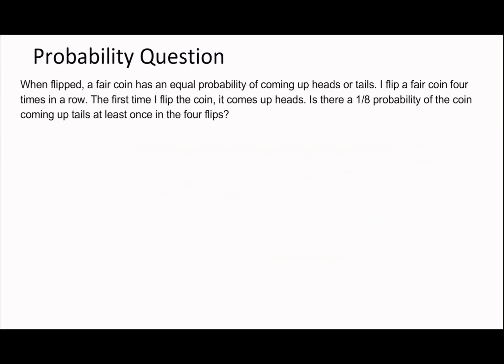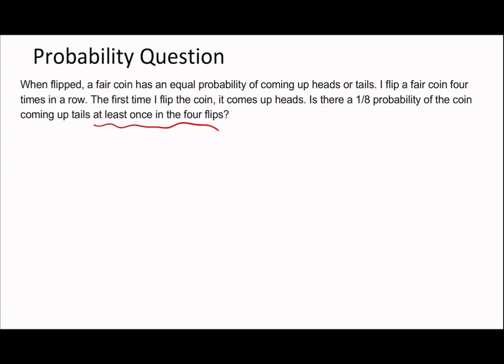Okay. Cool. So on to the next one. When flipped, a fair coin has an equal probability of coming up heads or tails. I flip a fair coin 4 times in a row. The first time I flip the coin, it comes up heads. Is there a 1/8 probability of the coin coming up tails at least once in the 4 flips?